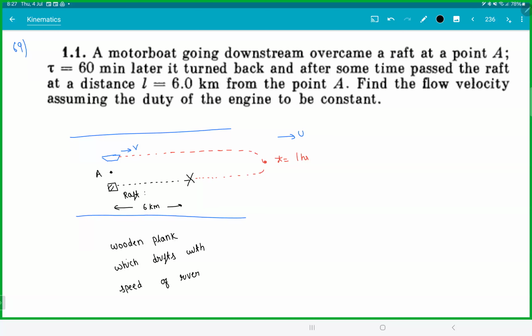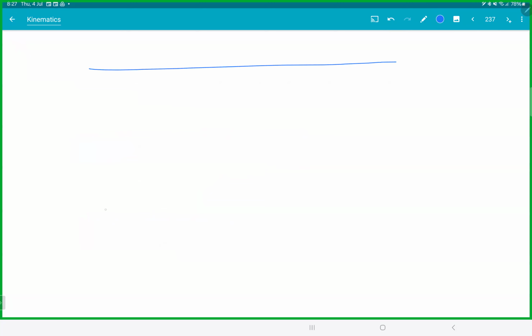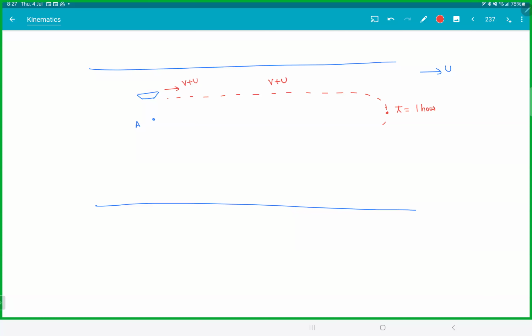Now, if you try to do this in the normal ground frame, let the river go with you. So this was point A. Initially your motorboat will go with the speed of V plus U because you're going down the river. So you'll go like this for 1 hour. So T is equal to 1 hour, then you take a turn. So this distance will be V plus U into 1 hour.